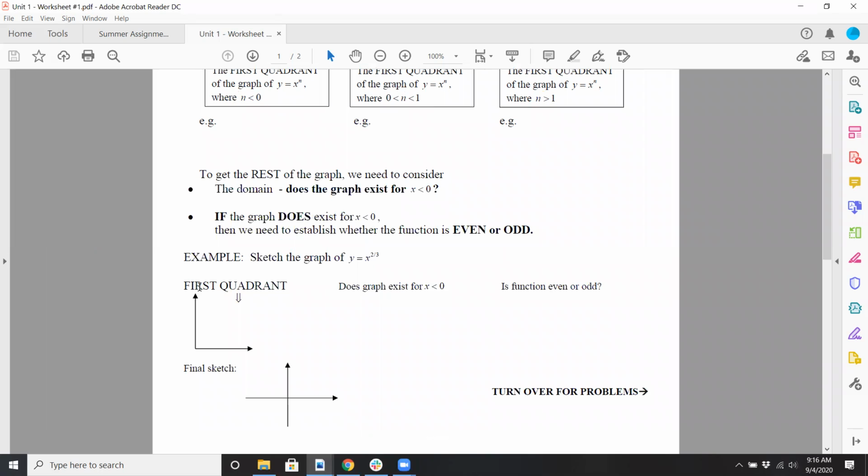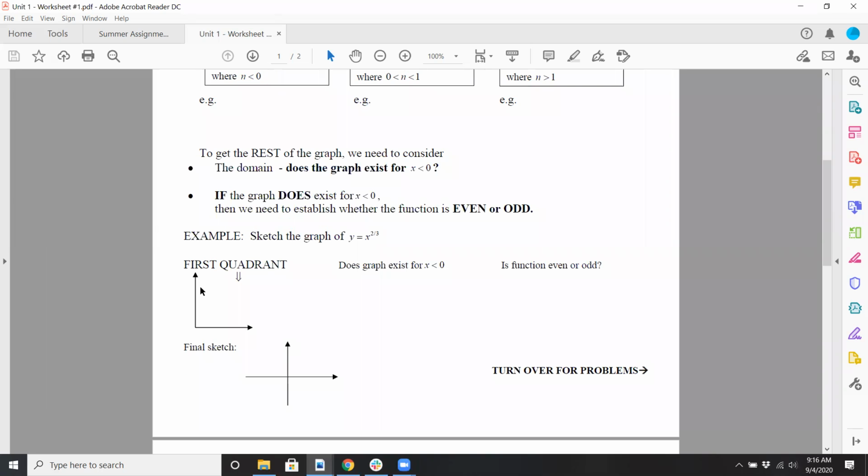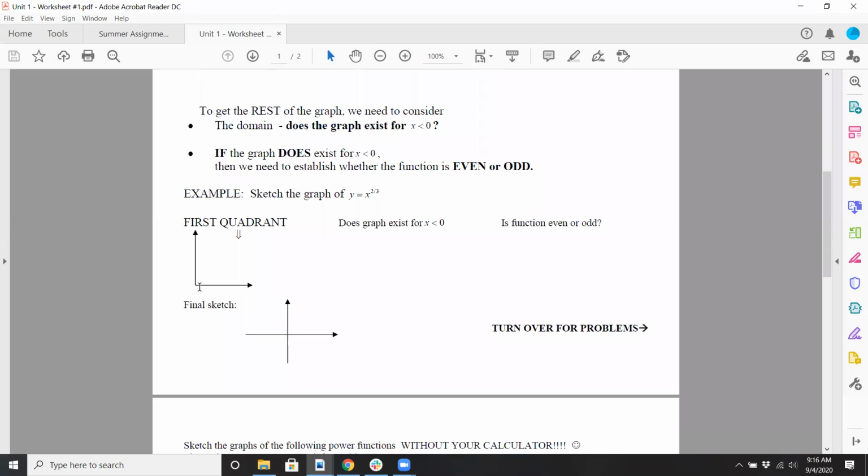So to get the rest of the graph, we need to consider, does a graph exist for x less than 0? Obviously you can't square root negative numbers. If it does, then we need to establish whether it's an even or odd function. And so to do that, I'm not sure if you've had that discussion. Have you had that discussion on even or odd functions? No. Okay, so it's a really simple concept.